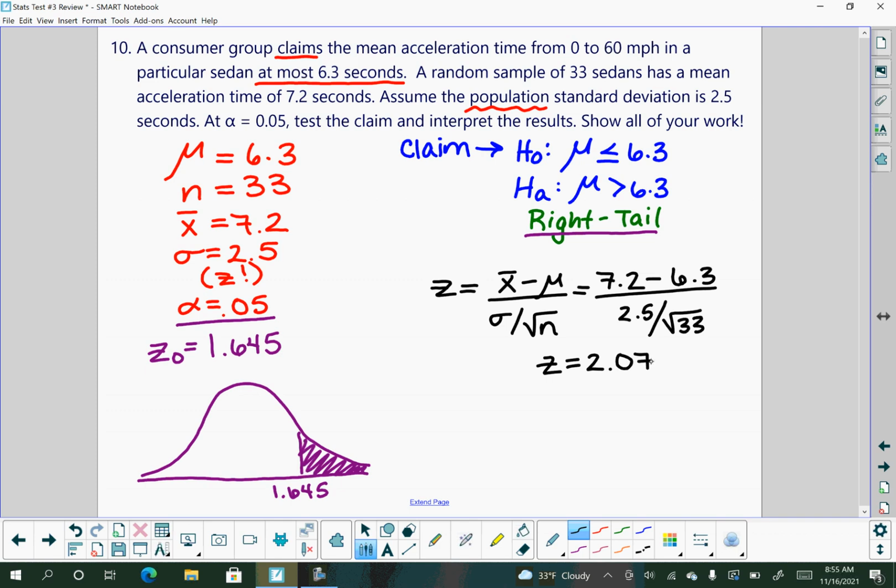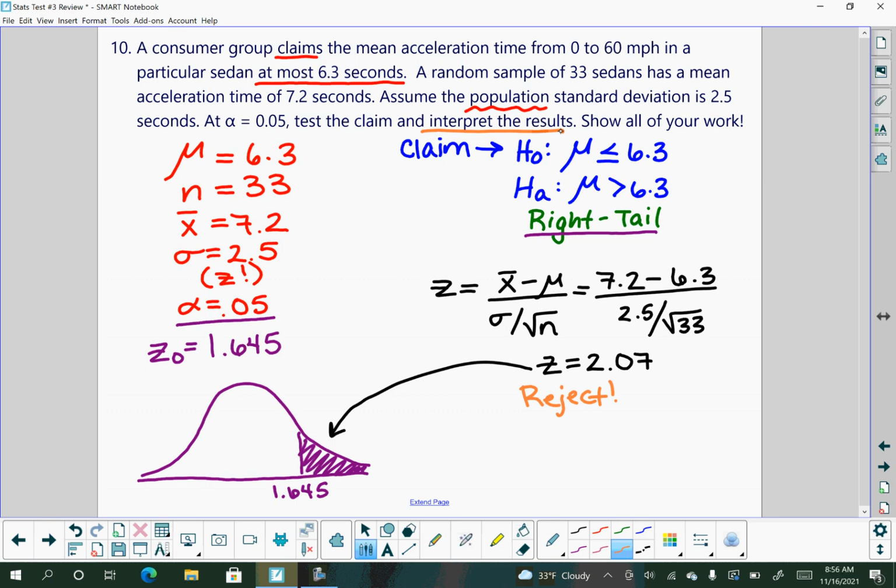So I get 2.068. If I round that to 2 decimal places, it's 2.07. Now we're going to compare our z value to our normal distribution over here, and 2.07 would be in the rejection region. Because it's in the rejection region, we will reject the null hypothesis, and now you want to interpret your results. Remember the chart that we had on the board a few days ago about what the claim was and whether we reject or don't reject.